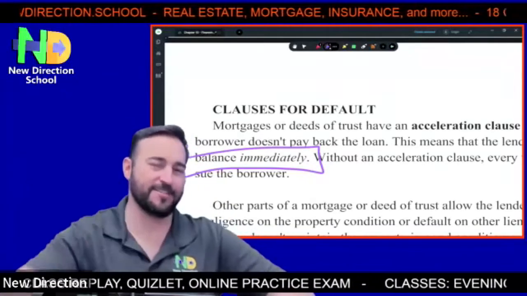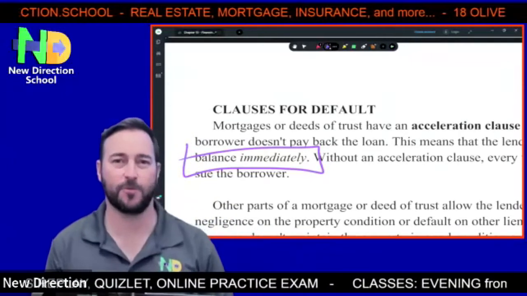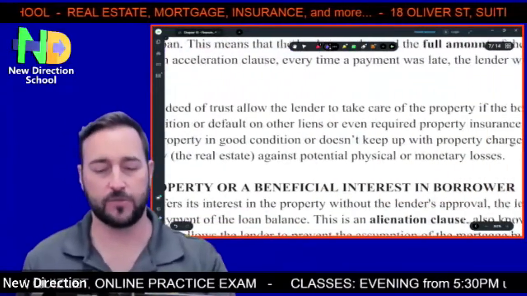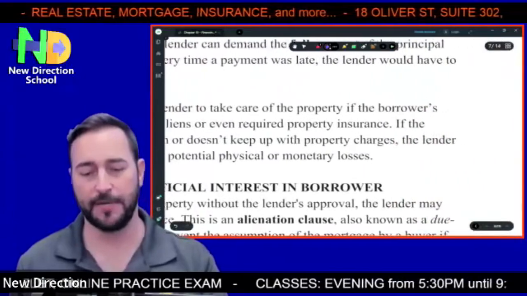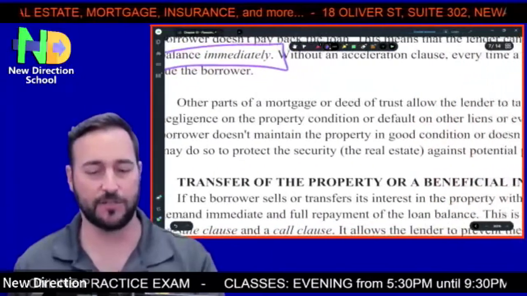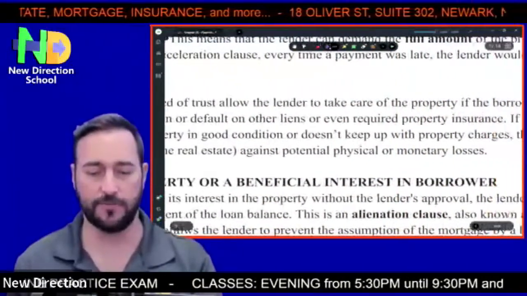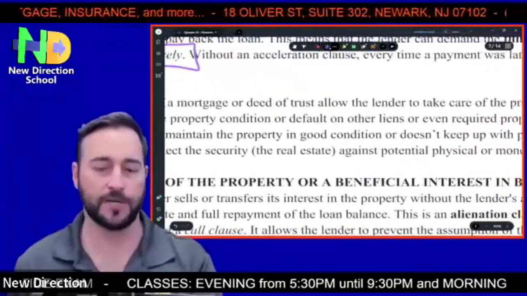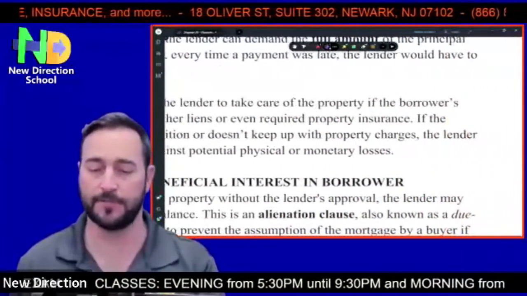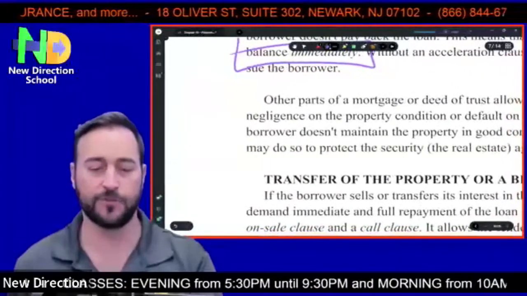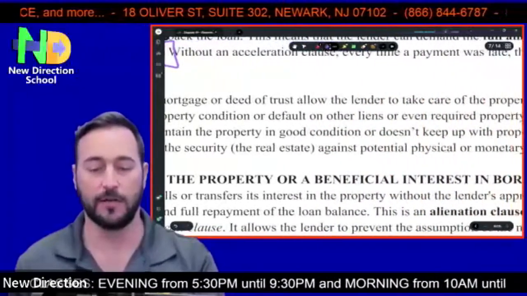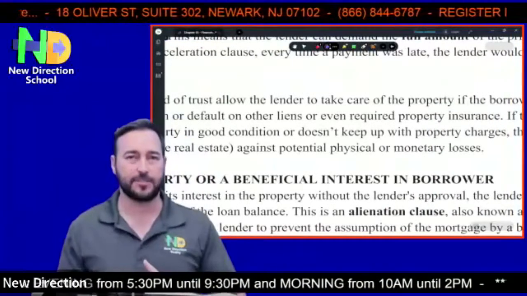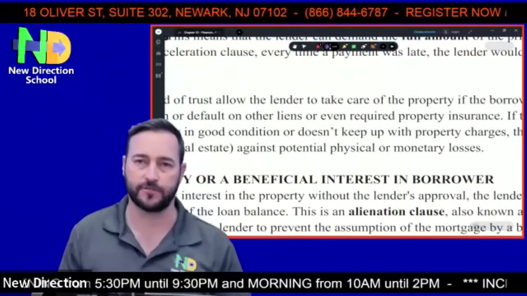Well, Shanice, I think I addressed what would happen. Yeah. All right. So other parts of the mortgage or deeds of trust allow the lender to take care of the property. And if the borrower's negligence on the property condition or default or liens or even require property insurance. Now, if the borrower doesn't maintain the property in good condition or doesn't keep up the property charges, the lender may do so to protect the security against potential physical or monetary losses. So this is called forced insurance, for instance.